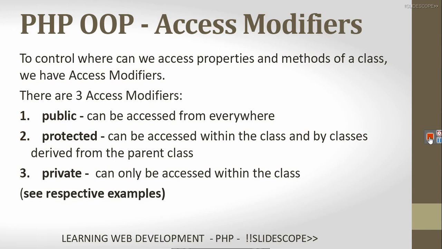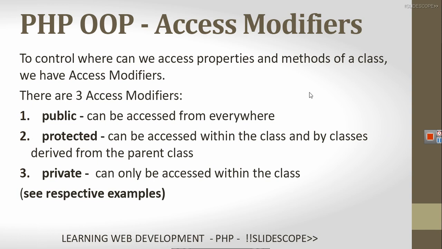In this part, we are continuing PHP object oriented programming, and the topic that we are discussing in this chapter is access modifiers. Access modifiers are used to control where we can access properties and methods of a class. Whenever we create properties or methods while defining a class, we have three types of access modifiers: public, protected and private.